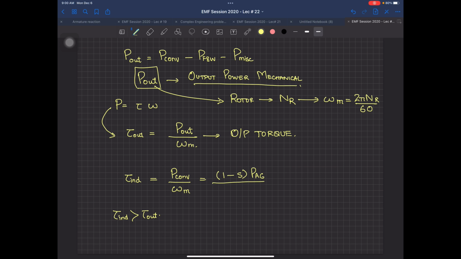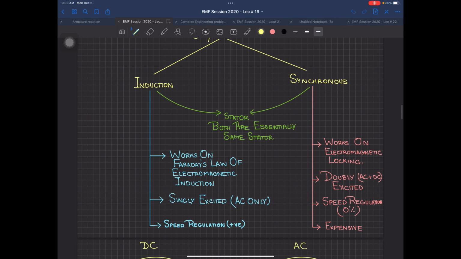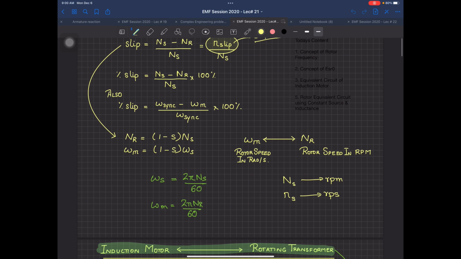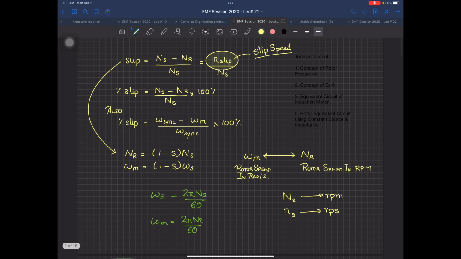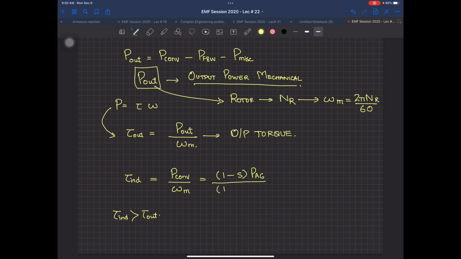and I told you very first, if you remember your lecture number 19, I guess, in fact, lecture number 20 it was, where is that, lecture number 21 or 20? Yes, okay. And I told you this formula, that omega m is equal to 1 minus s omega s. So I can use this relation now and take it over here. So this will be 1 minus s omega s. So these two are being cancelled. So the final form is P air gap divided by omega s.